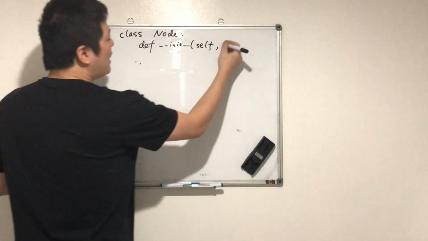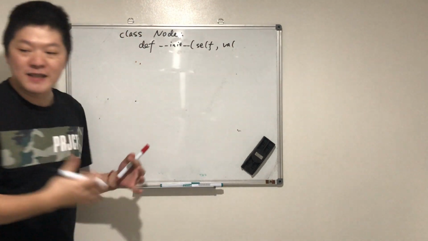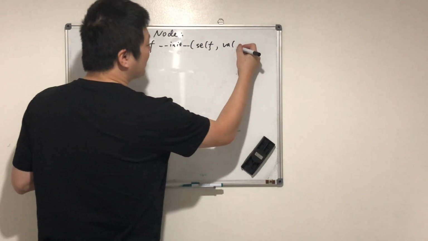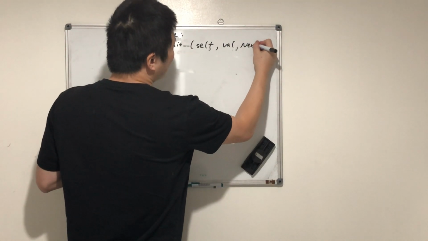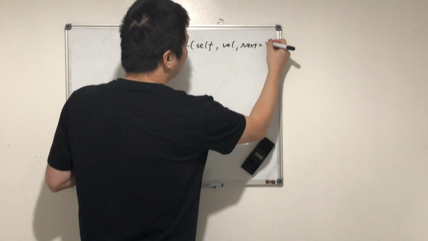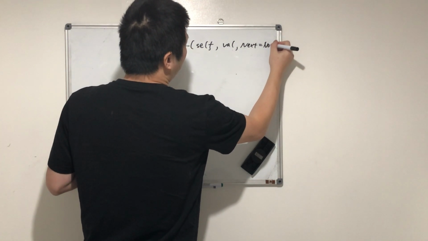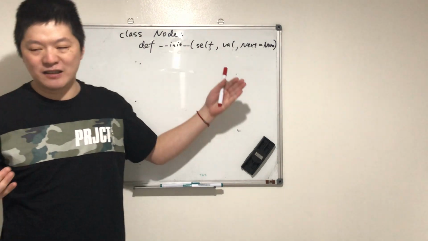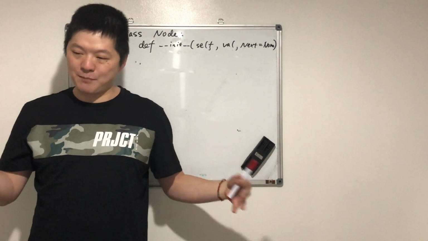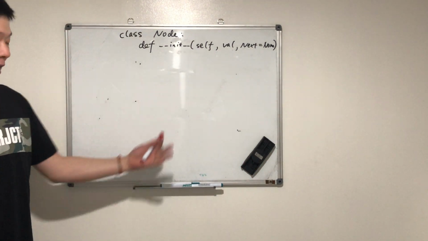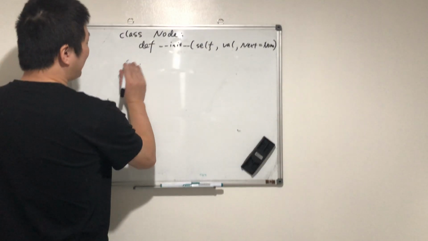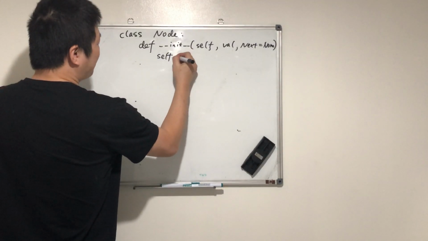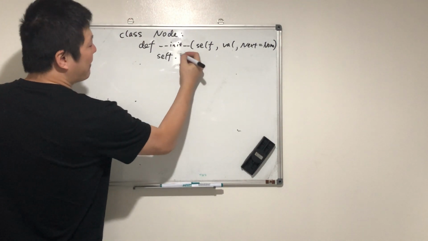And then value means that we can hold any type of value, and then we can point to the next node, or just next. By default, if we don't specify anything, we specify it as None, the default value, because it's pointing to nothing at the beginning, unless we specify a node. And then we can add self.value.